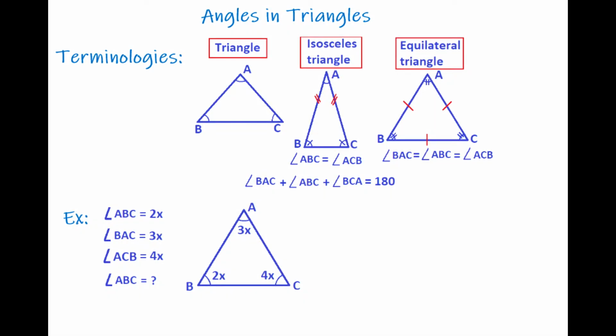We have a lot to cover, so let's get started. Here we have 3 types of triangles. The first one is the regular triangle, and the summation of the interior angles is 180 degrees.